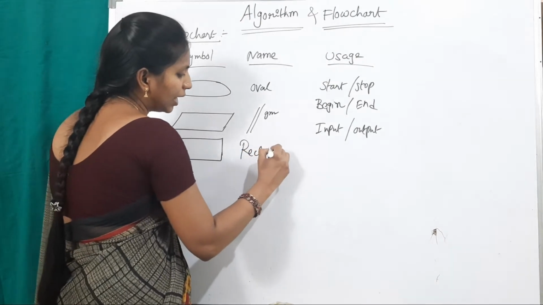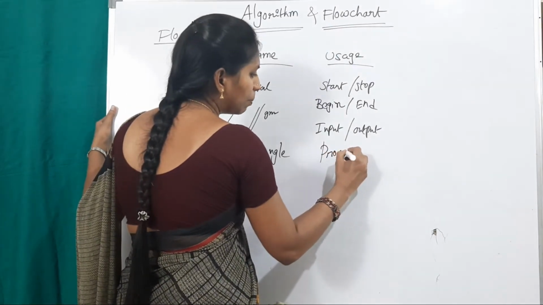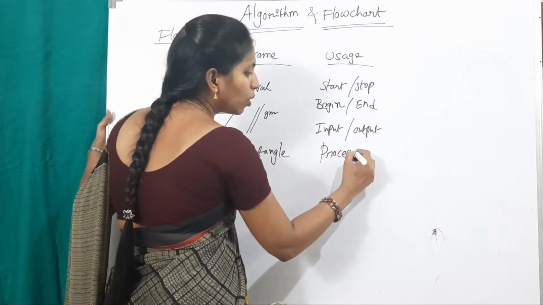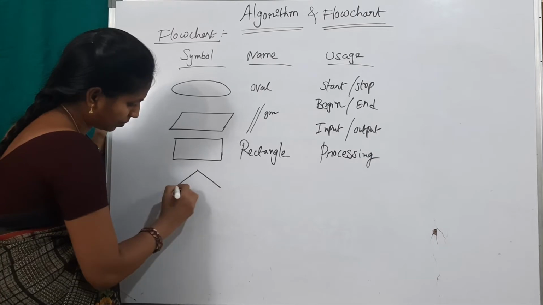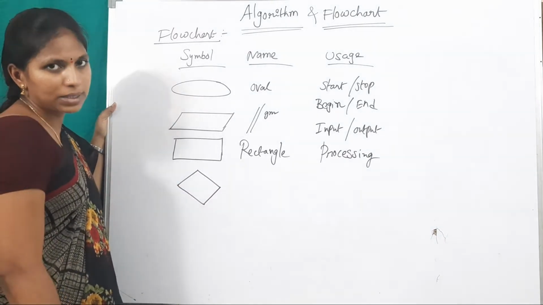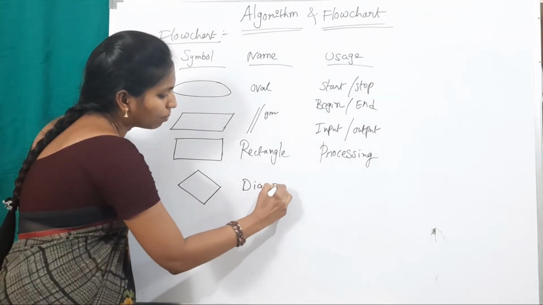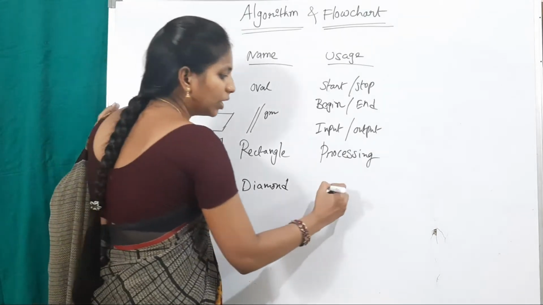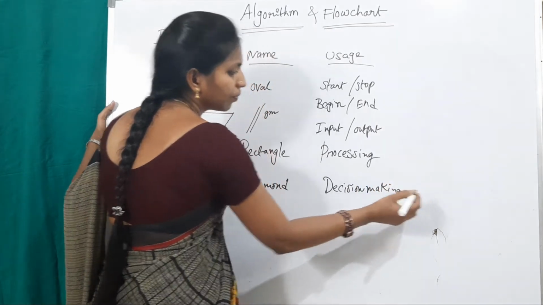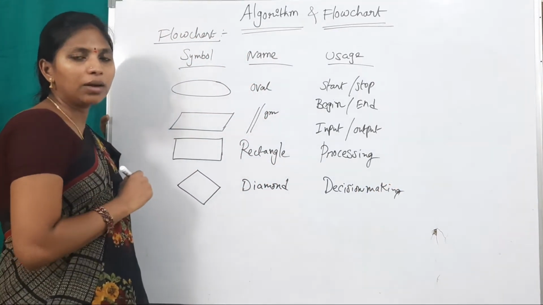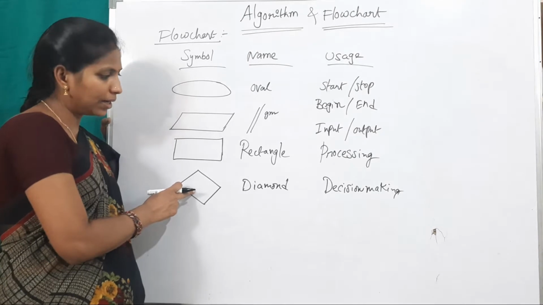Next symbol is rectangle. This is for processing. The purpose of using this rectangle is processing. Next symbol is rhombus, also called diamond. This is for decision making. For suppose, which is greater among two numbers, that is a condition. If there is a condition, then use this symbol, diamond.